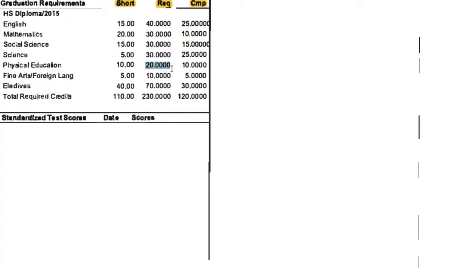So they have the same amount of PE credits needed. How many credits less in this subject area are needed at this school district? How many more electives are needed at this school district? And then lastly here, the total amount of credits is actually 10 higher than the last school.